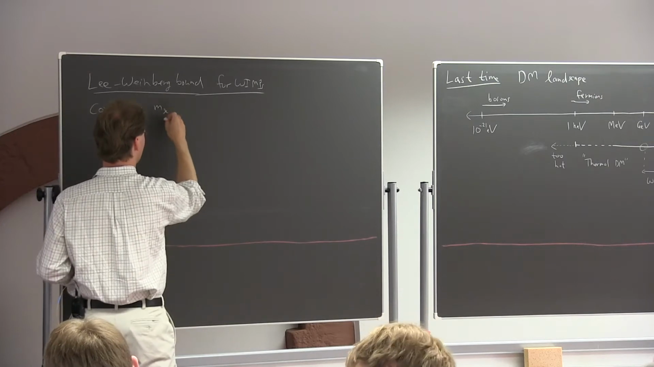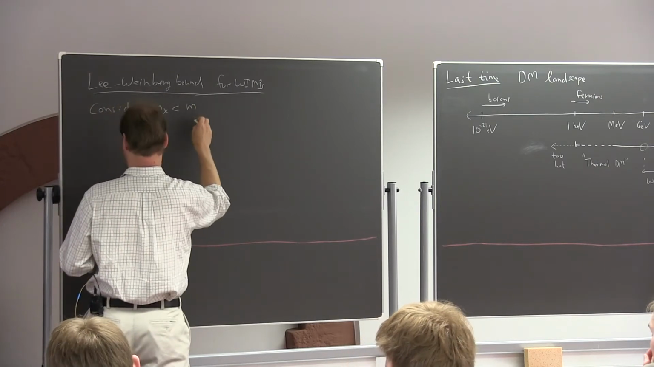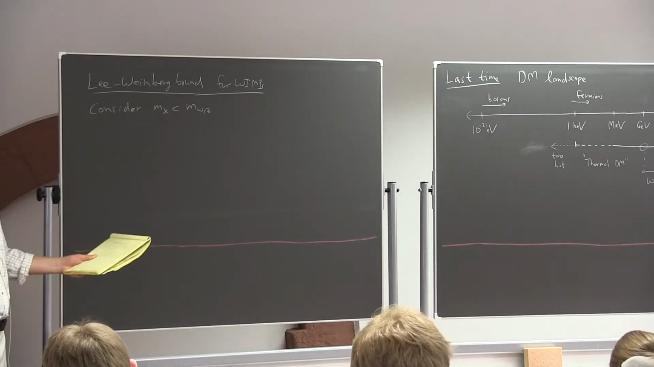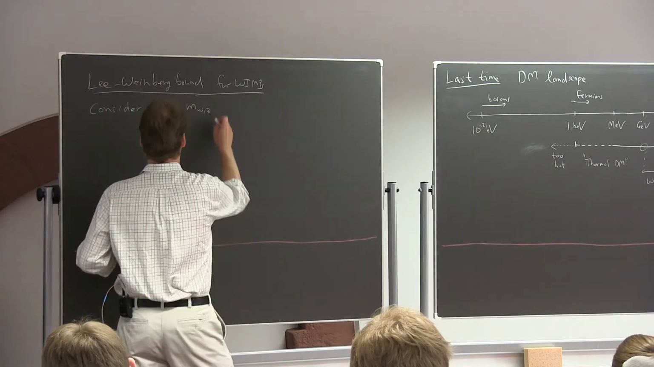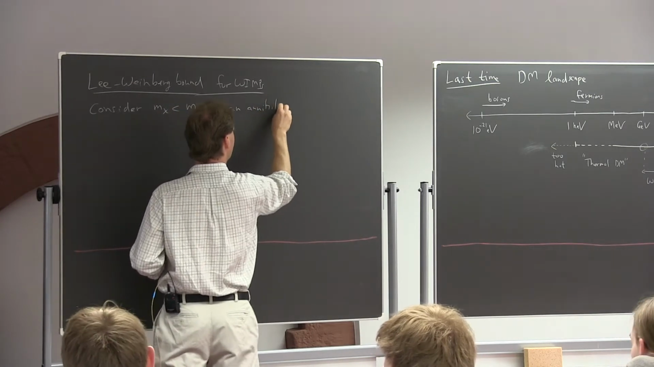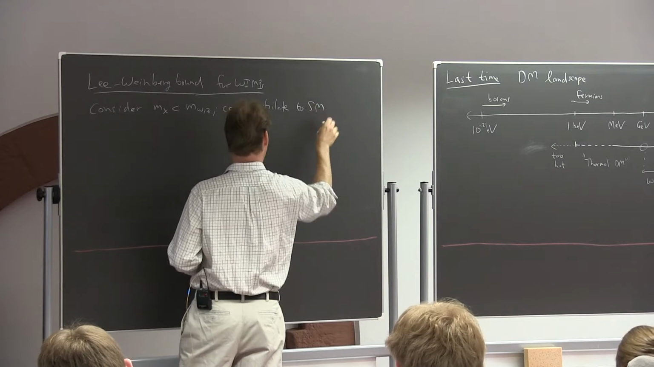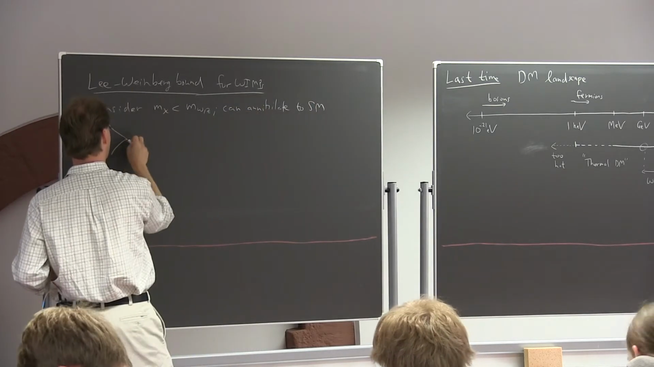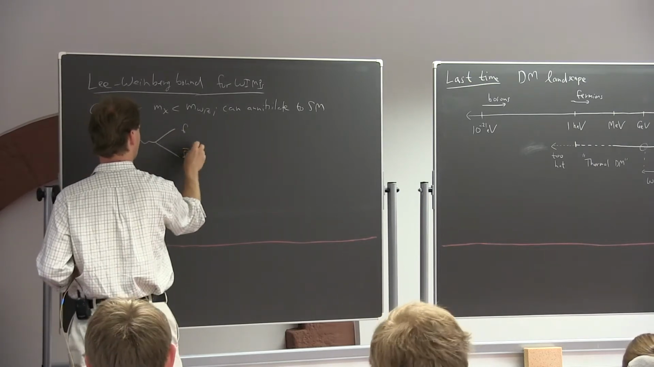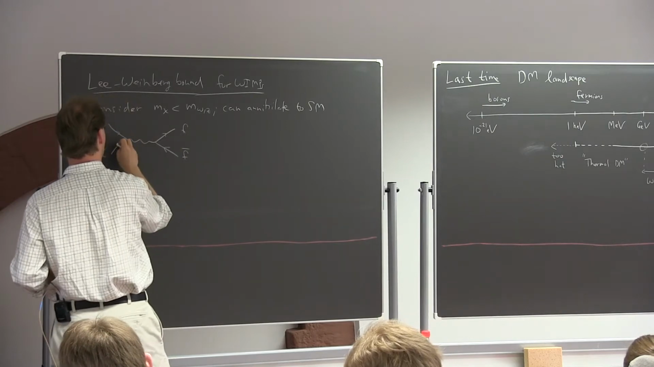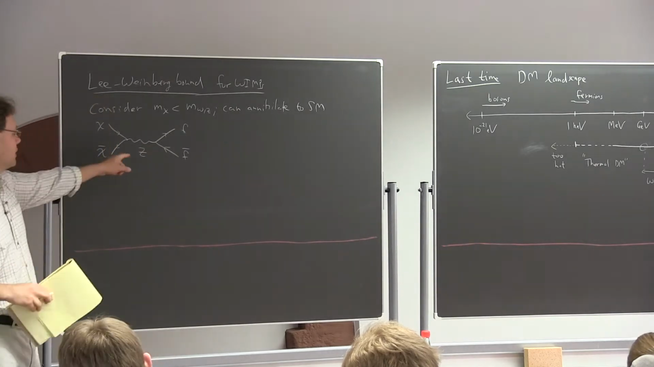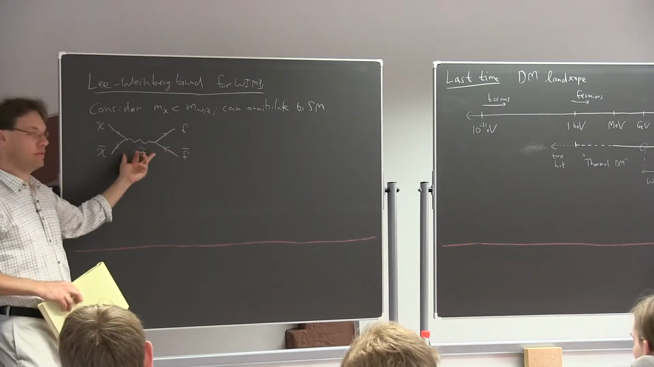I'm going to denote the dark matter with chi often. So we're going to consider dark matter masses less than the W and Z boson mass, which are our force carriers, our mediators. And we're going to consider the following diagram. So this can annihilate to two standard model particles as follows, where this is a Z boson. So that's basically the blob that I drew over there, now the Z boson.